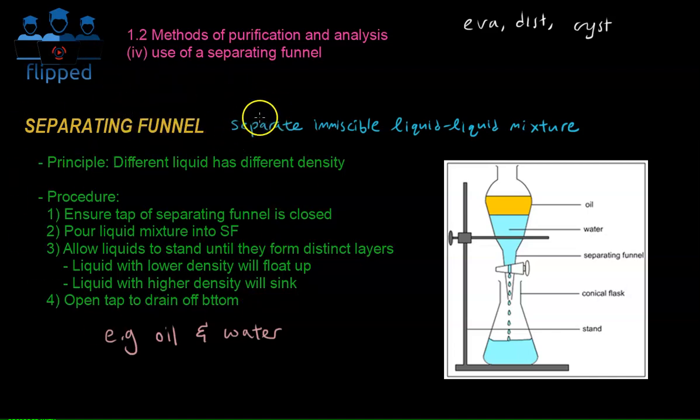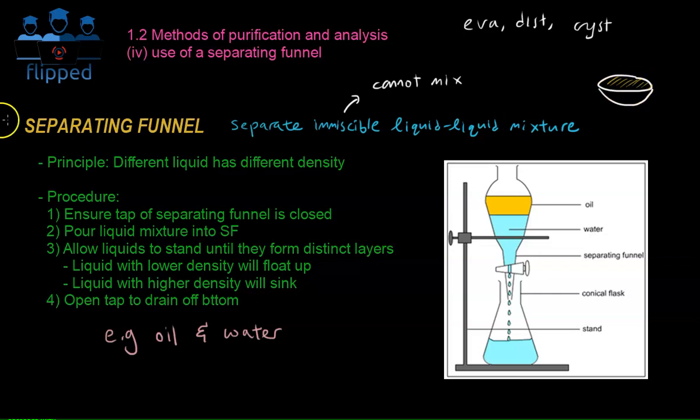Basically, it's to separate immiscible liquid mixture. Immiscible means cannot mix. For example, have you drunk a bowl of soup before? Then you always find a layer of oil on top, correct? And that is because the oil cannot be mixed into the water, the soup itself. That's why it always floats on top.